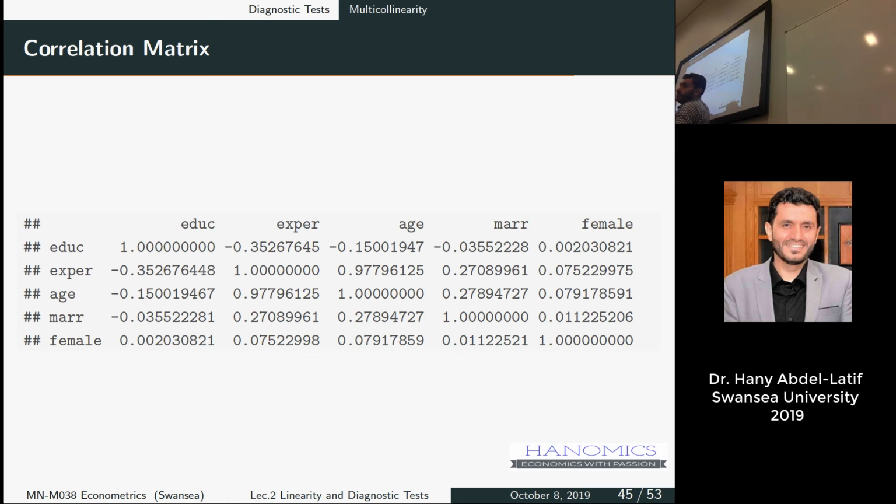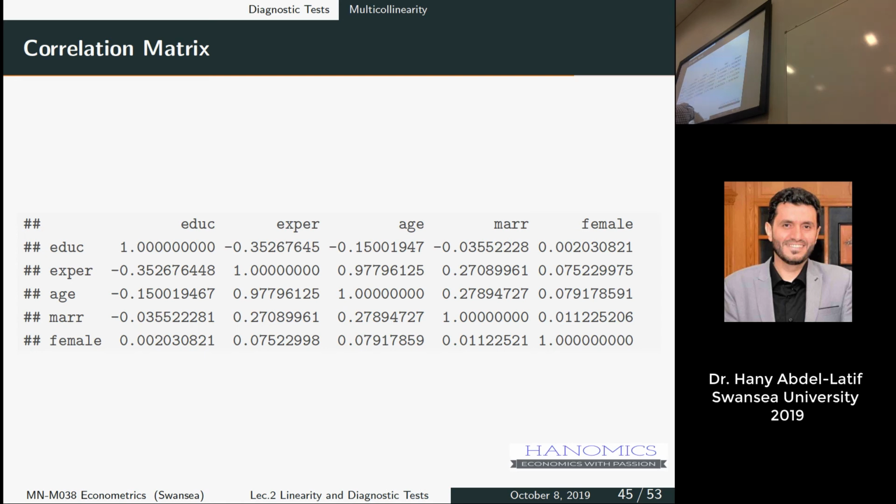How much is the correlation between both? It's nearly 98%. See, it's from 0 to 1, so it's very highly correlated. And this is something you would expect, experience and age. You get experience when you get older, you get more experience. So these two variables are really highly correlated.